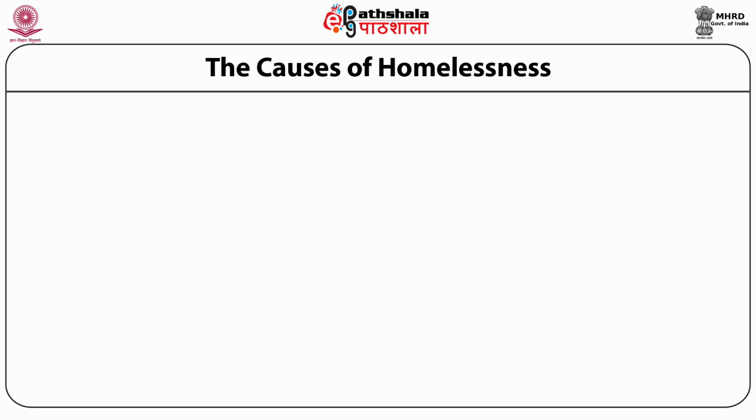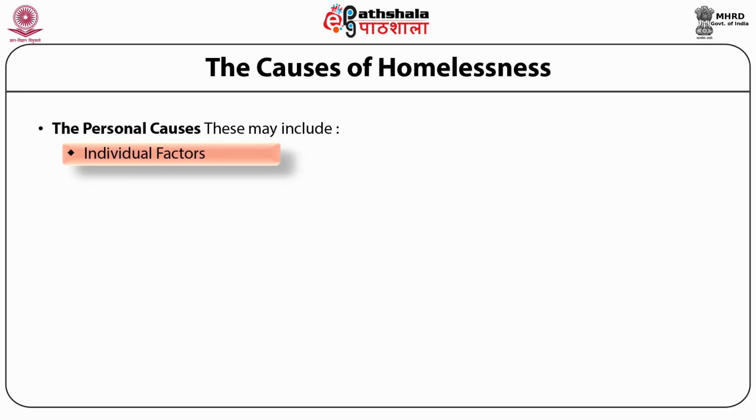In this perspective, we can broadly classify the causes of homelessness in three categories. Number one, the personal causes, which may include one or more of the following, that is, the individual factors, including drug and alcohol misuse, lack of qualifications, lack of social support, debts, poor physical and mental health, relationship breakdown, and getting involved in crime at an early age.